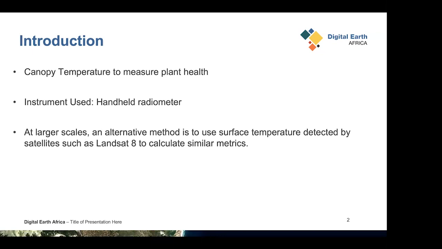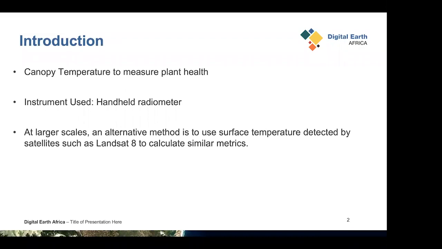So having this concept in mind, they have an instrument, the handheld radiometer, with which they're able to measure the temperature of the canopy of plants to see whether they are healthy or not. If the plant is suffering from moisture stress, the transpiration becomes low, thereby increasing the temperature of the plant. But if the transpiration is very high, the temperature of the plant decreases, meaning that the plant is in a good condition.